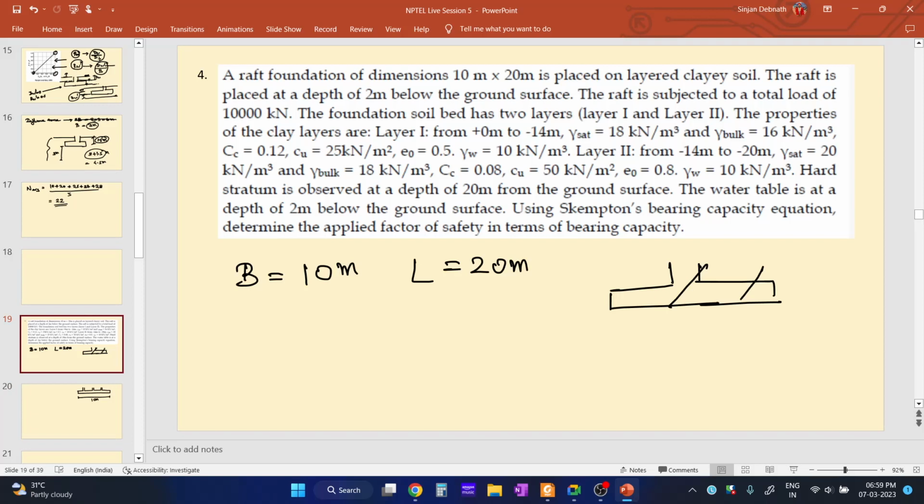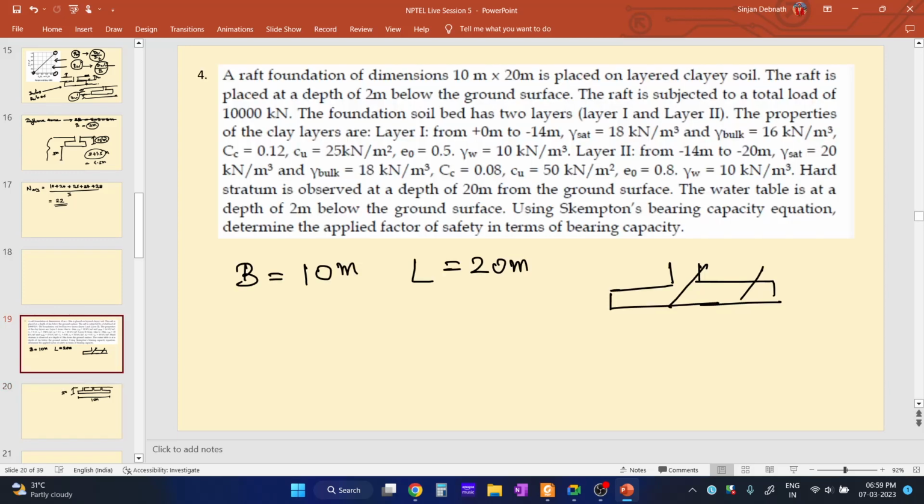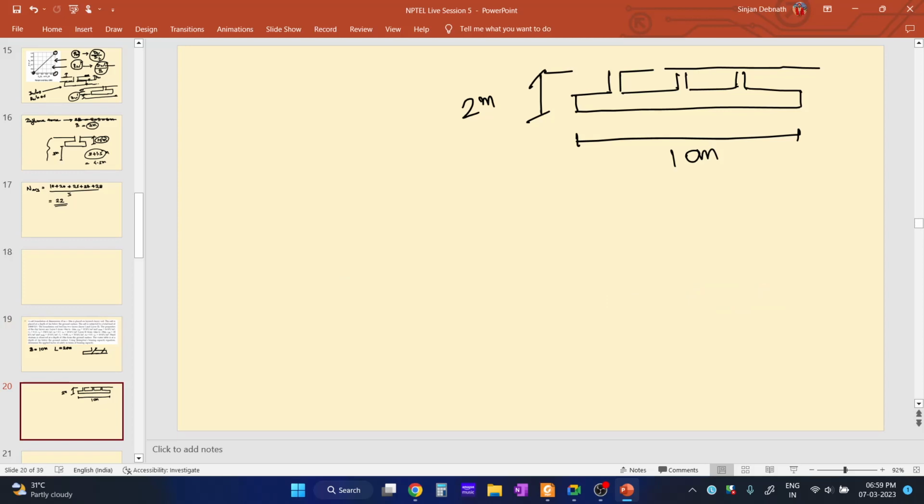So the breadth is 10 meter, placed on a layered clay soil, and the raft is placed at a depth of 2 meter below the ground surface. Okay, so the depth is 2 meter below the ground surface. Fine. The raft is subjected to a total load of 10,000 kilonewton. So the load is coming from here, 10,000 kilonewton.